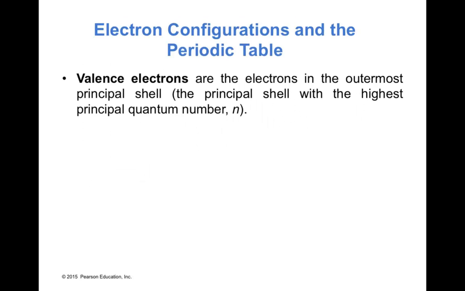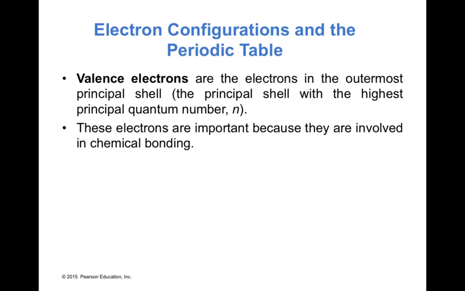So the valence electrons are the electrons in the outermost principal shell, the principal shell with the highest principal quantum number n. These electrons are important because they are involved in chemical bonding. So even though you have a lot of electrons in an atom, just the ones that are valence electrons are the ones that are involved in chemical bonding.